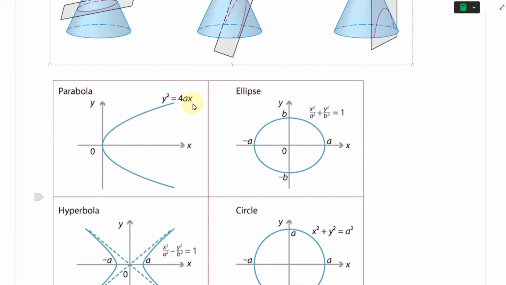But basically, you're going to have one variable squared and the other variable not squared. One is not squared, one is squared. That's pretty much it. And then a constant somewhere. All right, and then an ellipse is going to be like this: x squared divided by a squared plus y squared divided by b squared equals 1.